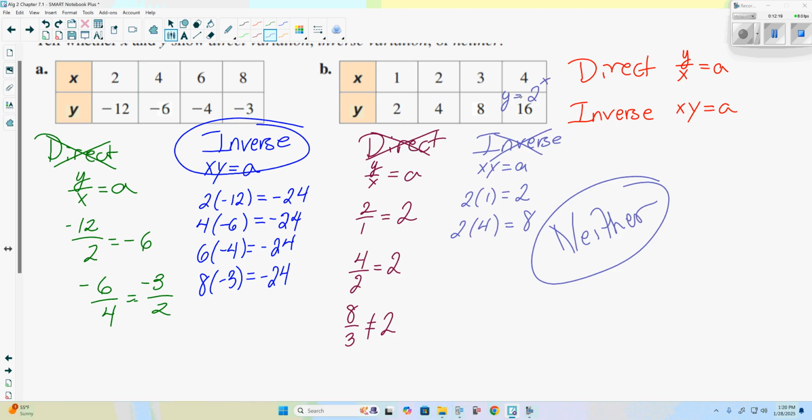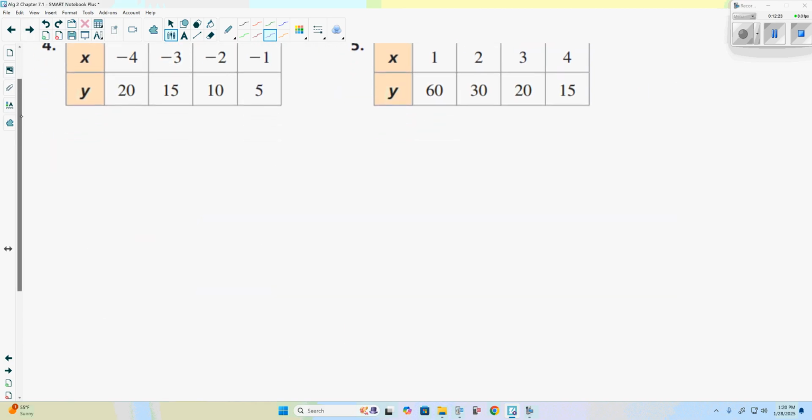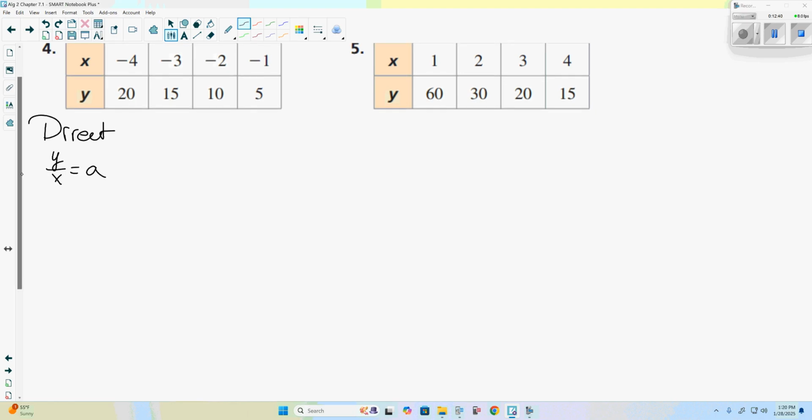Question on either one of these here. Let's look at this next one. Negative 4, 20, negative 3, 15, negative 2, 10, negative 1, 5. Direct. Y over x is equal to a. So our first y value is 20 over negative 4. 20 divided by negative 4 is what? Negative 5.